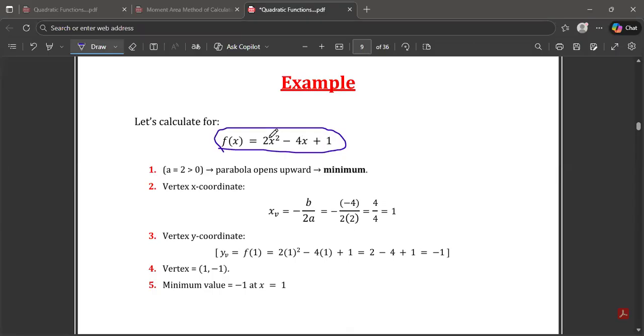Okay, good. First of all, we have seen that our coefficient A is positive. So once A is positive, the graph is going to be a minimum. That is why you have seen that you have written minimum over here. Then in the second step, we have to find the vertex coordinate, that is the vertex at x. And how do we get the vertex at x? You see the formula is negative B over 2A. This is the formula.